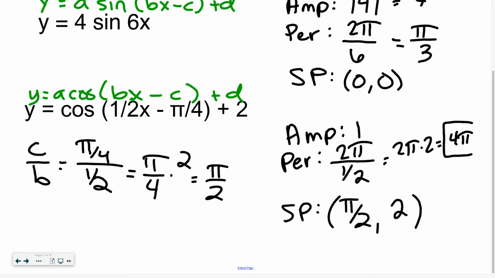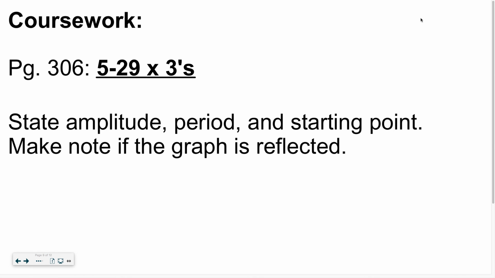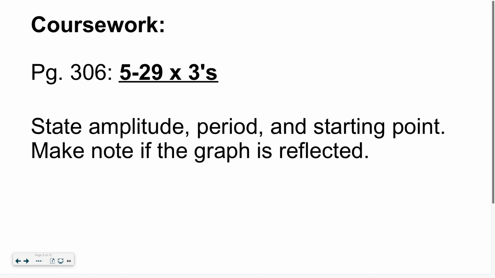Okay, so your homework assignment is this one on the gold sheet, page 306. If you've been confused because we added a day for the quiz, kind of mark this on your gold sheet for me. When it says 5 to 29 and then it has the x3s, that means by 3s. So you're doing 5, 8, 11, 14. So really 5 through 29 by 3s is not a lot of problems.